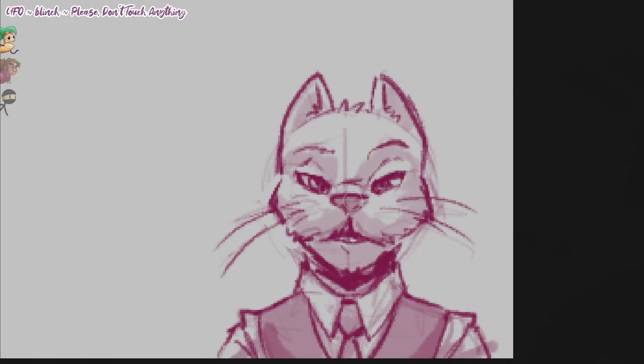Also, here's a Catman. I don't know why I drew a Catman, but it looks more like a cat than any of the cats I normally draw, so I'm quite pleased with it.